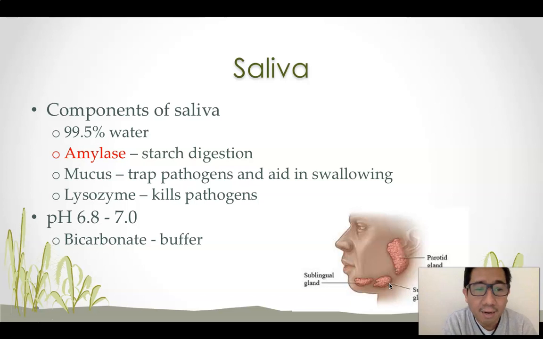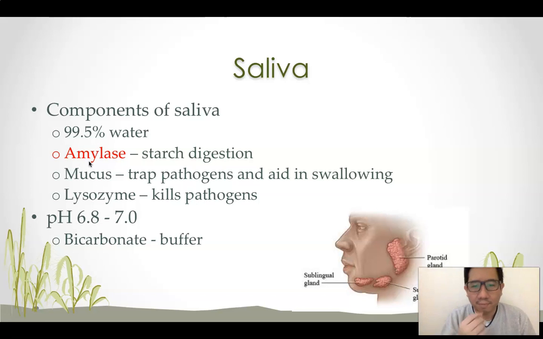The majority of your saliva is water, 99.5% water. The rest of it you have like amylase, mucus, lysozyme, and bicarb. So very little stuff. You want to know Amy, amylase. Amy likes to break down starch or carb. So think of Amy likes to eat carb, breaking down carb.